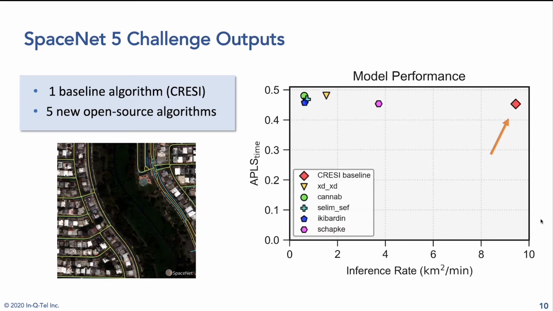The upside of the baseline was it's much faster. So it's far to the right on this plot, meaning it's a little bit faster, a little less performant, but in this case, since we're just running on a CPU, we'll stick with the Cresi baseline to show how quickly we can do things just on a laptop.